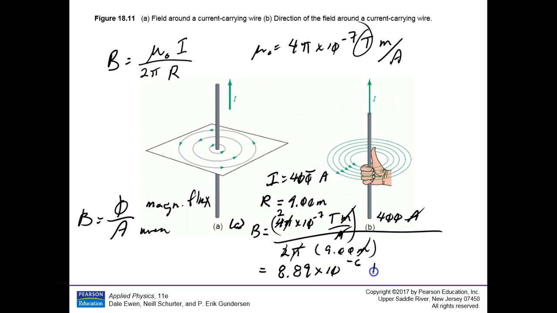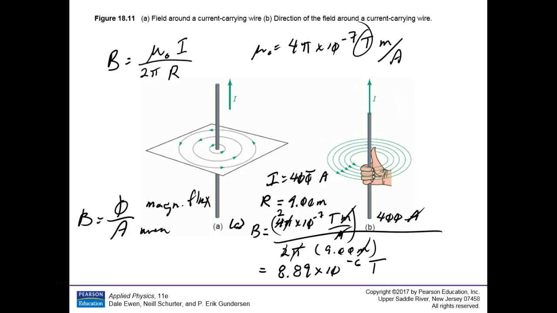Negative 6 Tesla. Now that sounds pretty weak, but it's about equivalent to the Earth's magnetic field strength. So it's not that strong, but it's not super weak either. A compass would probably be affected by it. Now here's the only thing that's a little bizarre about the problem. Most of the time you don't have power lines carrying direct current. They carry alternating current. So this is kind of a made-up problem. If you did have direct current up there, that would be the field strength.